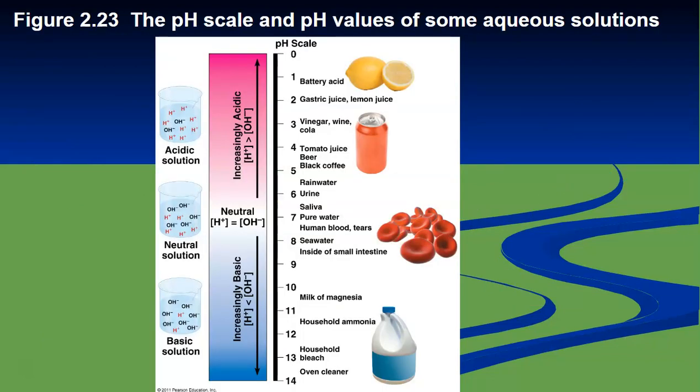Here's just an example of different things that fall in those different categories. So for us, our intestines are around 8, but our stomach is at 2. So depending on where you're looking in your body, you can kind of get an idea.